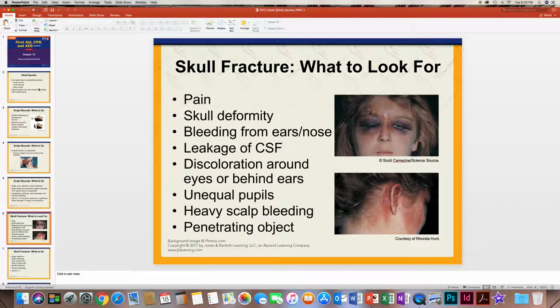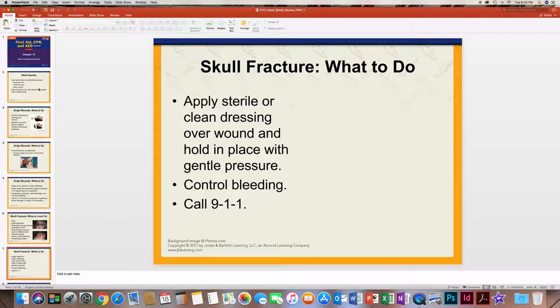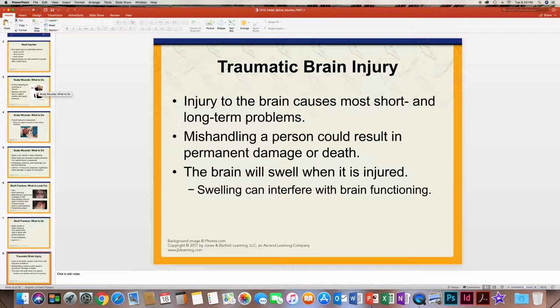With a skull fracture, what you look for is pain, a deformity in the skull, bleeding from the ears or nose, leakage of cerebral spinal fluid, discoloration around the eyes or ears. Pupils may not be dilated the same way; one might be dilated and larger than the other. Also watch for a lot of bleeding from the scalp, or a penetrating object. With a skull fracture, you want to apply sterile dressing over the wound with gentle pressure to control the bleeding and call 911.